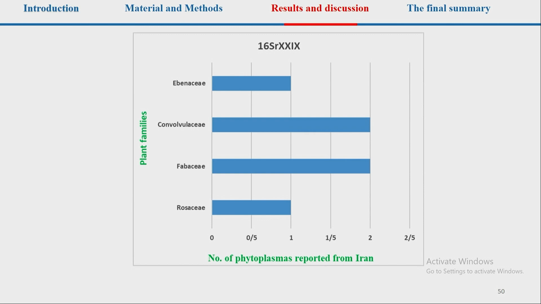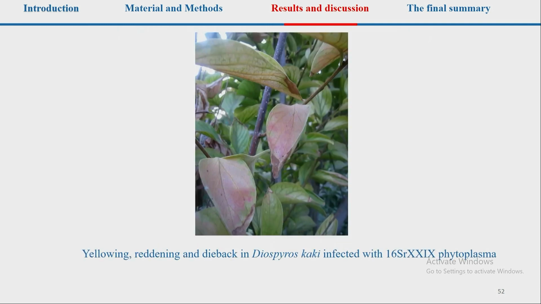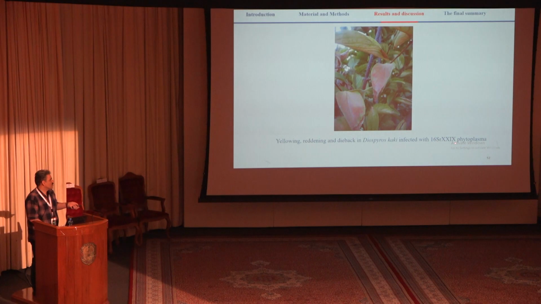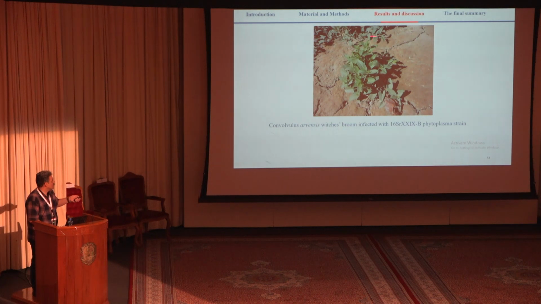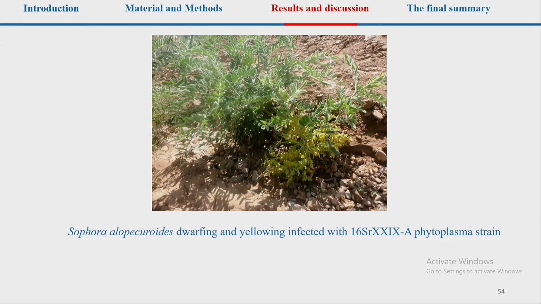Number of phytoplasmas reported from group 29. On Prunus persica, subgroup A, yellowing and decline. Persimmon, Diospyros kaki, infected with the phytoplasma associated with group 29, yellowing and reddening. Convolvulus arvensis, witches' broom and dwarfing. And Sophora alopecuroides, dwarfing and yellowing in comparison with healthy plant.